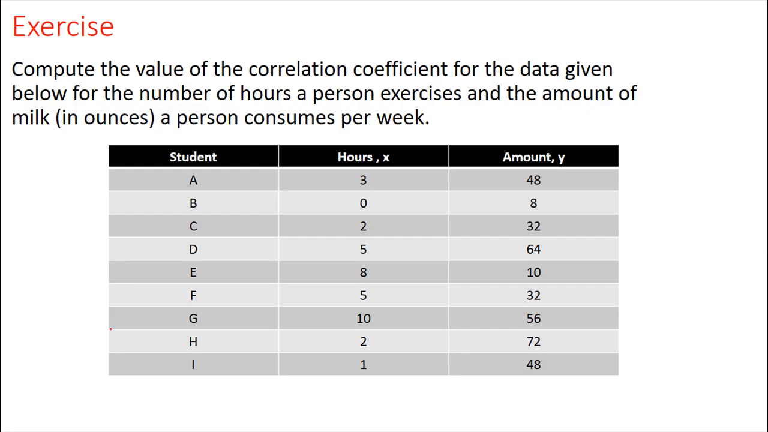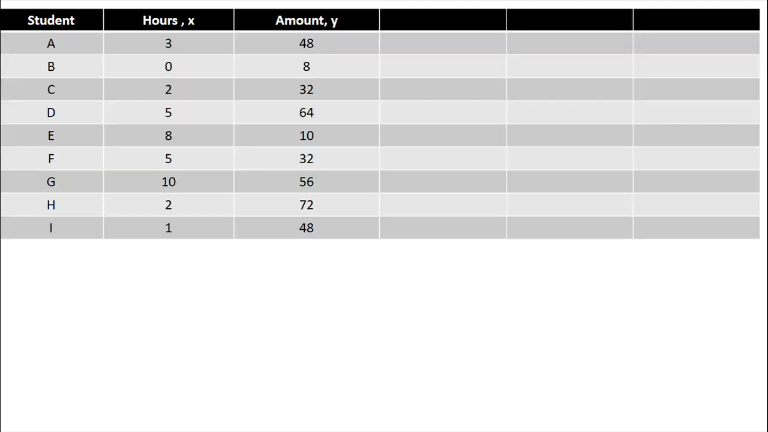For the second example, I put this as exercise. Maybe you can try first before you proceed with this video to see the answer. Compute the value of the correlation coefficient of the data given below for the number of hours a person exercises and the amount of milk a person consumes per week. Maybe you can pause this video and try to answer this question, and after you get the answer, you can compare with the solution that I give in this video. Alright, the formula.